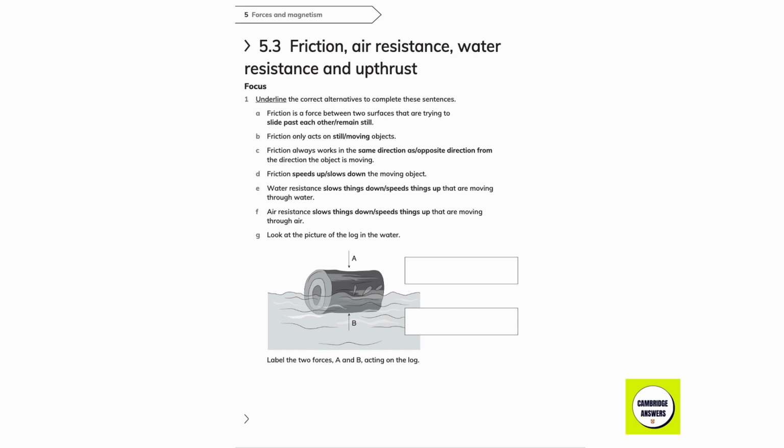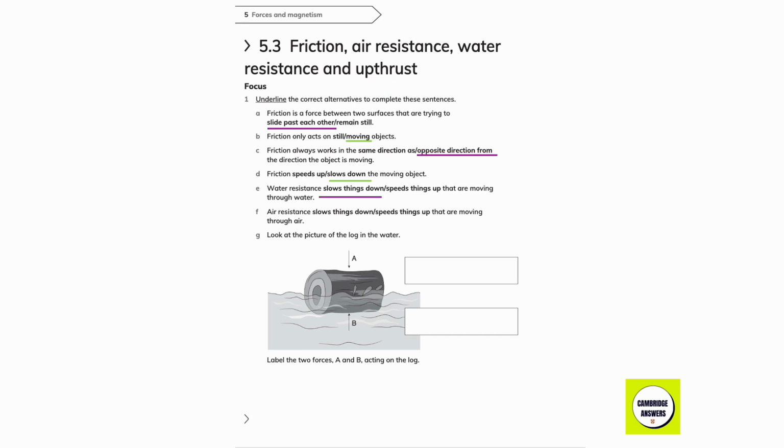Exercise 5.3. Friction, air resistance, water resistance, and upthrust. Underline the correct alternatives to complete these sentences. Friction is a force between two surfaces that are trying to slide past each other. Friction only acts on moving objects. Friction always works in the opposite direction from the direction the object is moving. Friction slows down the moving object.